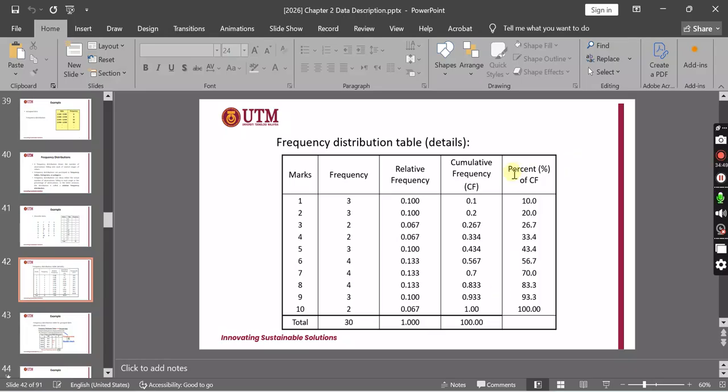Okay, and how do we find the percent? The percent is 0.1 times 100, and so on for the other ones. You can find the percent of frequency. And here 0.2 times 100, and all of them times 100, it will be these numbers.